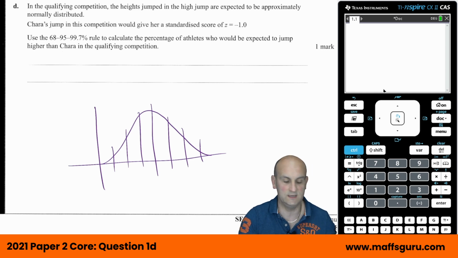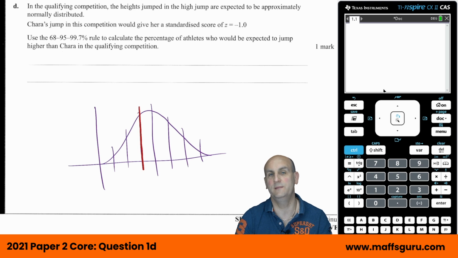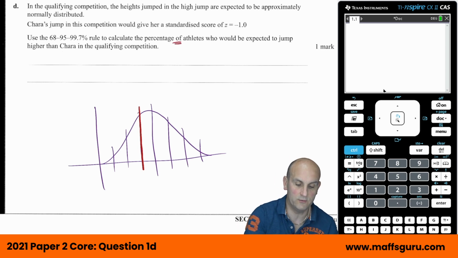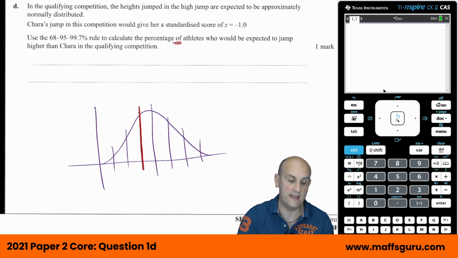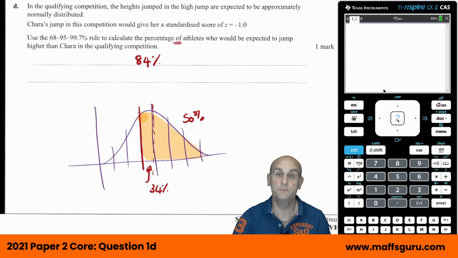Now, there's lots of ways of doing this, but basically I know that a standardized score of -1 is basically on that line as well, right? So a Z score of -1 means it's 1 standard deviation to the left. Use the 68, 95, 99.7% rule to calculate the percentage of athletes, not the number of, who would be expected to jump higher. So because we want it to be higher, we are basically looking for this area here. Well, what do I know about this area? I know that this section up to here is 50%. I know that this section here is 34%. And so when I add those two together, it gave me 84%.